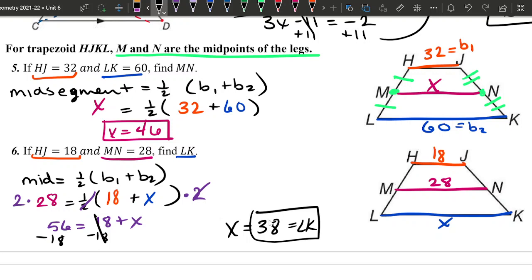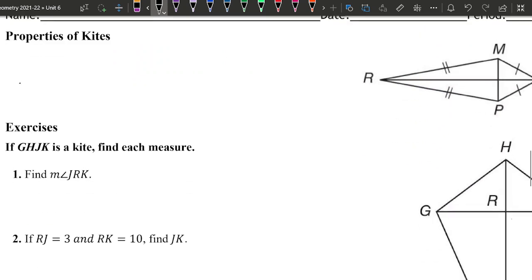All right, so that's the kind of problems you'll see for trapezoids, is mid-segments and finding the missing angles or diagonals. Next is kites.